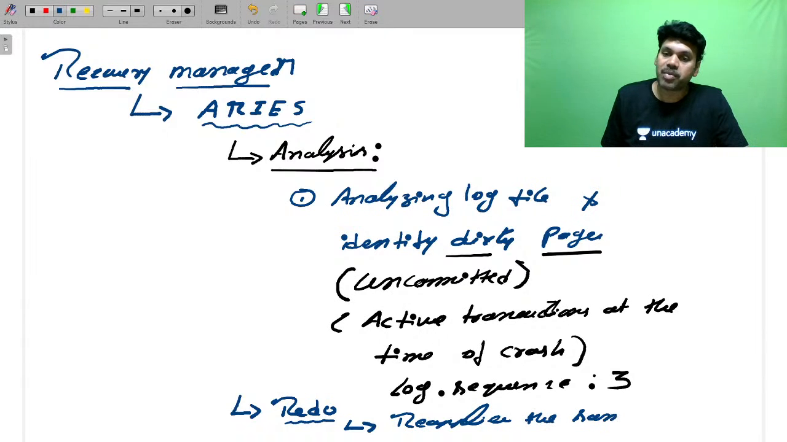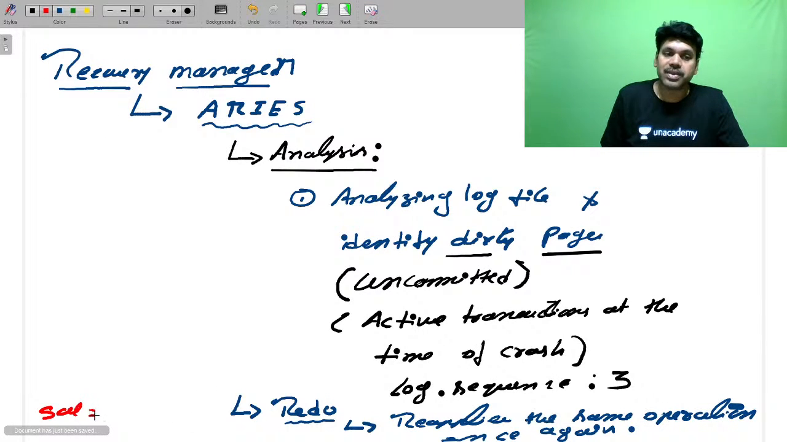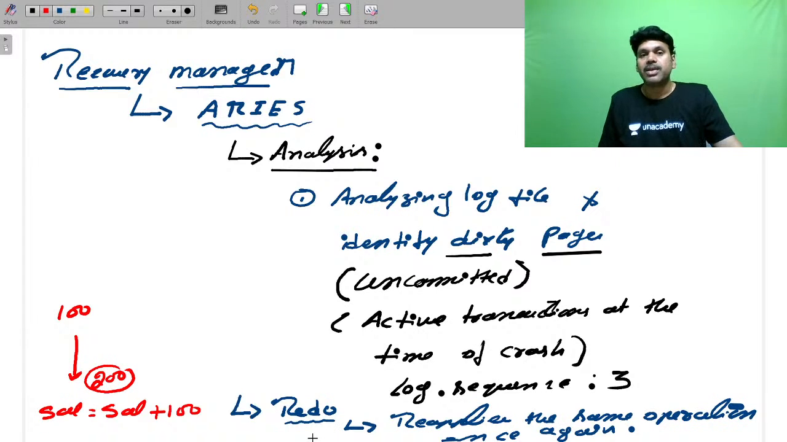Reapplies the same operation once again. So however it was before the crash, the same operation will be applied. So what is the operation it is trying to do? That is salary is equal to sal plus 100. Initially it is 100, and it is trying to manipulate it to 200. This was to happen. So again it is trying to do redo.